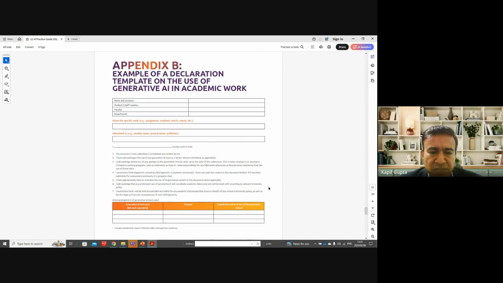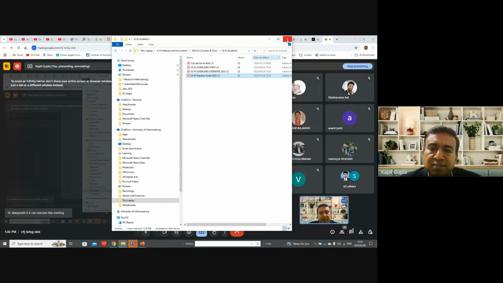So these are small interventions via which you can promote learning of AI generators. You can also minimize the chances of bypassing plagiarism and these things.